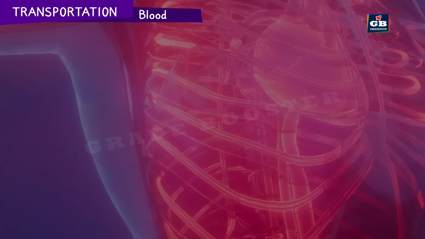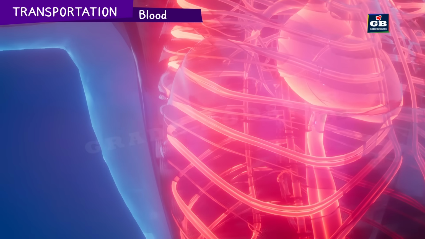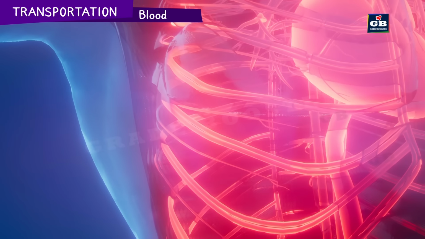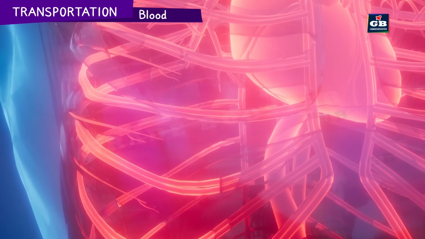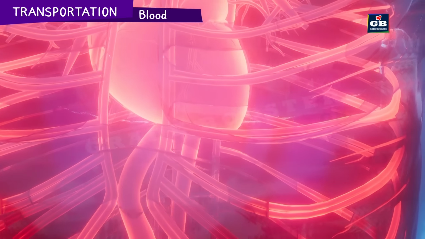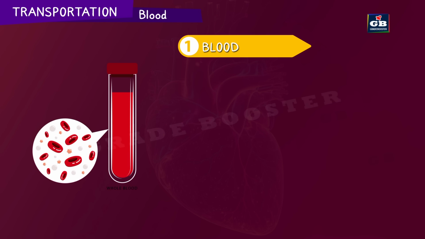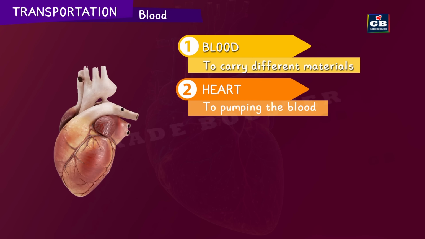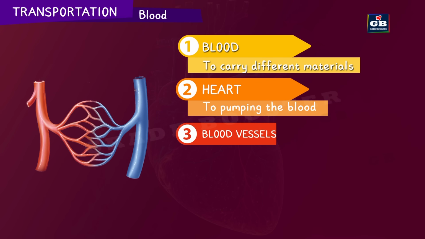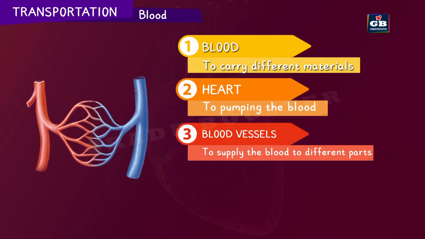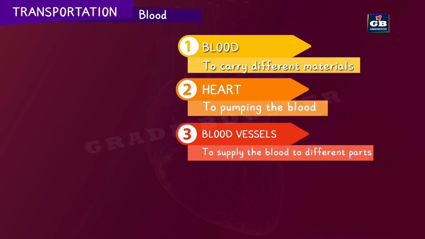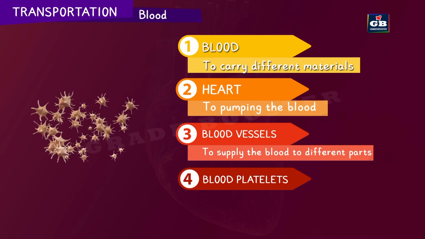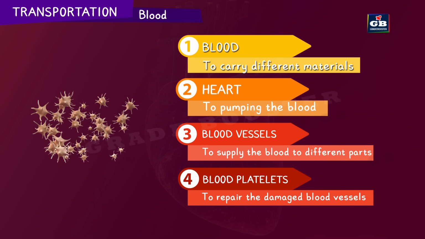Transportation. Now, let us look at the human transport system. Transportation is an important life process. Our transport system is composed of: one, blood to transport different materials; two, heart to pump the blood; three, blood vessels to supply the blood to different body parts; and four, blood platelets to repair the damaged blood vessels.